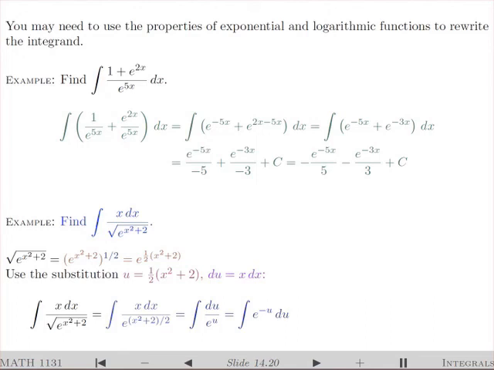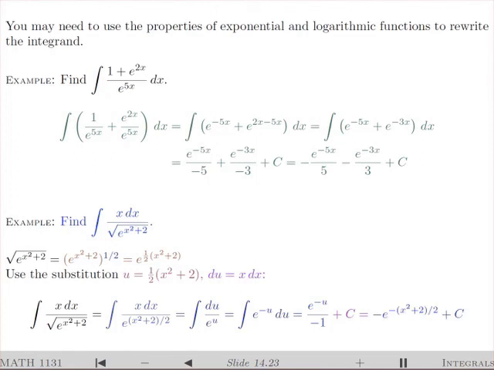Since the base is e, the antiderivative is just the exponential over the coefficient of the variable in the exponent. So e to the negative u over negative 1, and then I have plus the constant of integration. I must now go back to the original variable, because 1 over negative 1 is just negative 1. e to the negative u is e to the power negative 1/2 times x squared plus 2. That gives me the answer to the original integral.